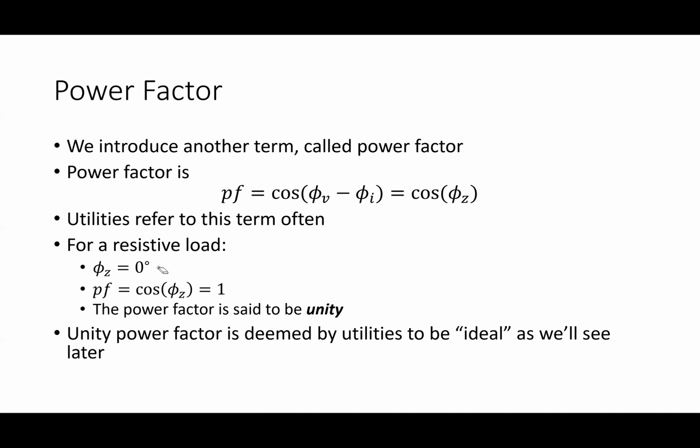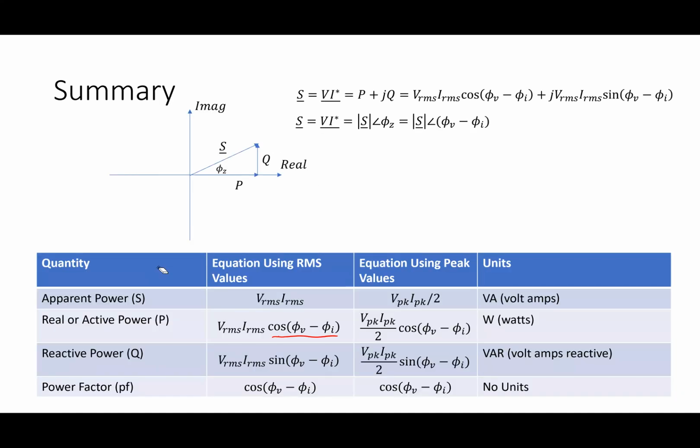What would my power factor be if I had an inductor or capacitor? It'd be 0, because the phase shift between the voltage and the current is 90 degrees. So the cosine of 90 degrees would be 0. There'd be effectively no P and all Q, because the sine in that case is 1.